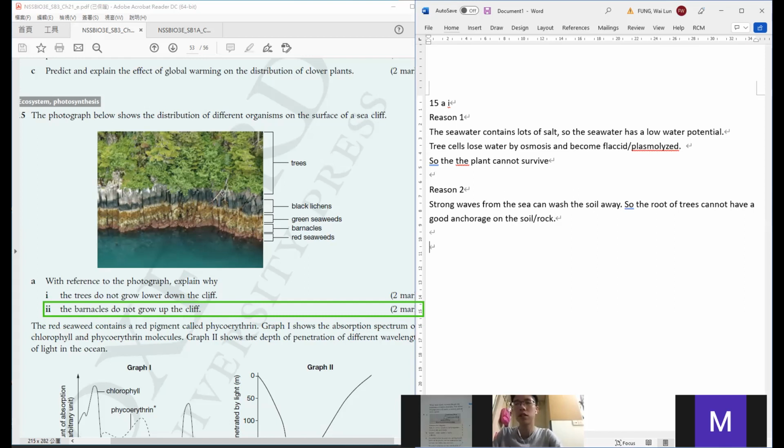So the reason, for this 2-mark question, you need to know what the organism requires. Okay, barnacles on the coast have to obtain food from the sea. When they grow further away from the sea, they cannot get any food.